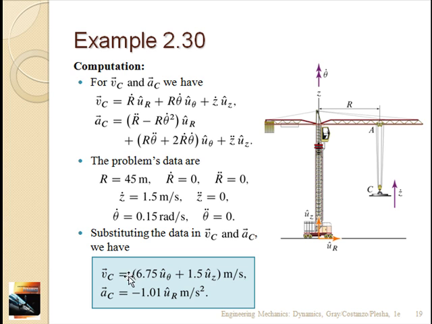So we just plug all this into here. We find that the velocity of point C is 6.75 meters per second in the theta direction, which in this case would be into the board, and 1.5 meters per second in the z direction, which is given to us, and it's vertical. And then the acceleration of point C is just in the radial direction, and it's minus 1.01 meters per second squared. Remember, when something's moving around in a circle, there's a radial acceleration as a result of that. It's this term right here, r theta dot squared times ur hat. And it's negative because it's inward towards the center of the rotation.